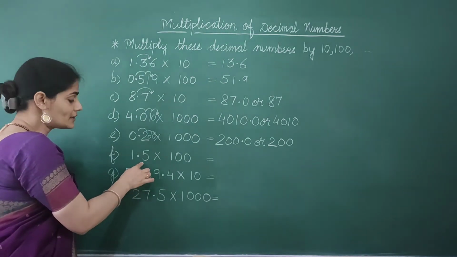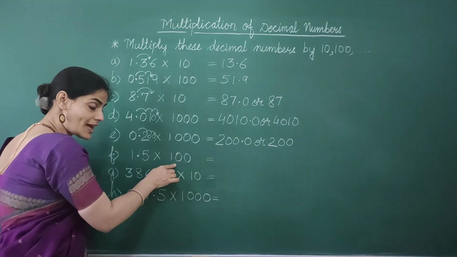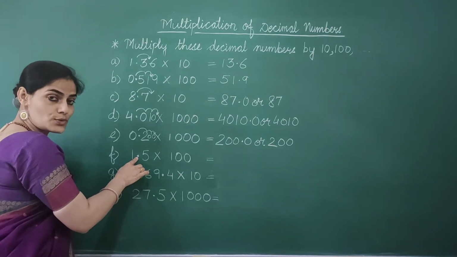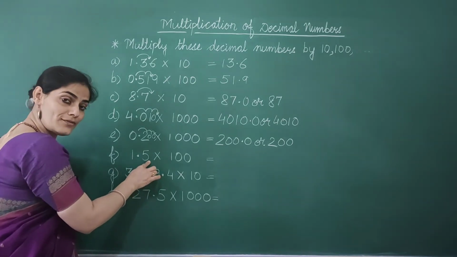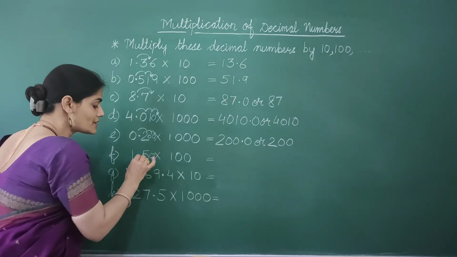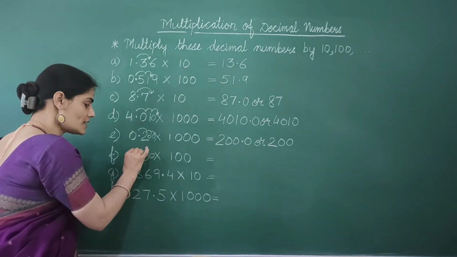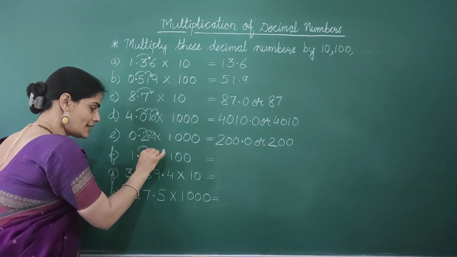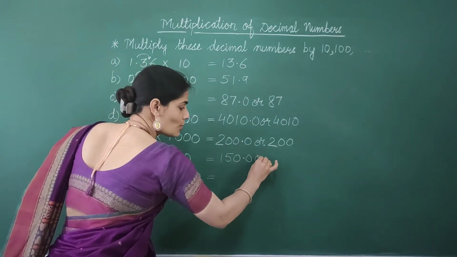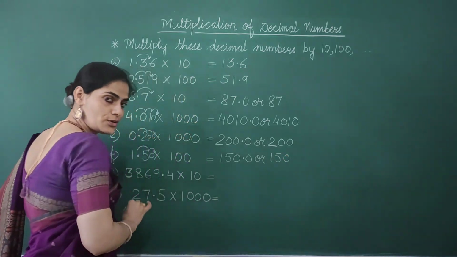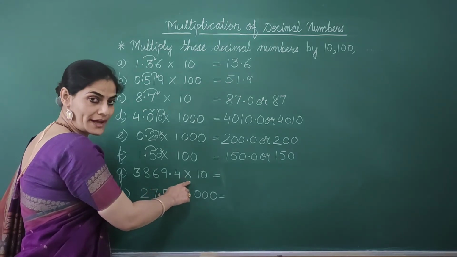Now move to the next part. This is 1.5 to be multiplied by 100. Now 100 has got 2 zeros. So the decimal point will shift towards the right side by 2 places. So what do I observe? That there is only 1 place in the decimal part. I add 1 zero from my side. It's not changing the value at all. So let's shift this decimal by 2 places. 1 and 2. So it becomes 150.0 or 150 only.